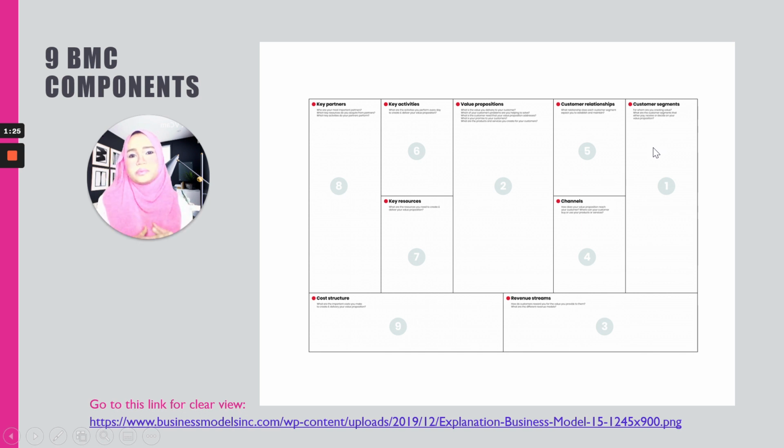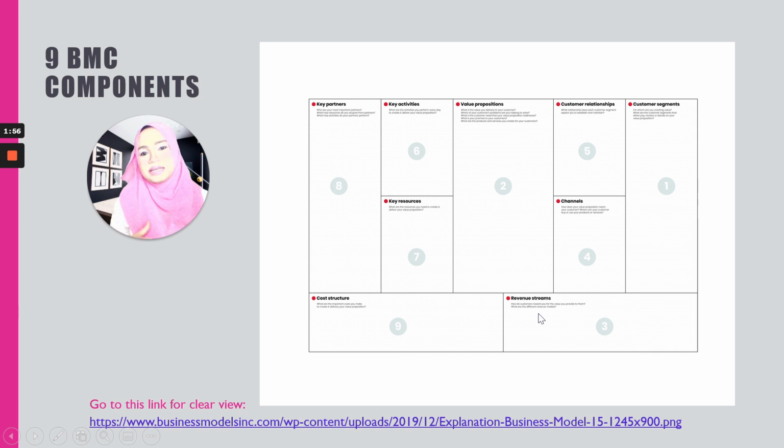Basically, this BMC will be the summary of everything that you are doing in your business plan. That's why later on when you do the presentation or the pitching, you will be using this one slide, 1 page of your business model canvas. So there are customer segments, customer relationships, the channels of your business, value propositions, key activities, key partners, key resources, cost structure, as well as the revenue stream.